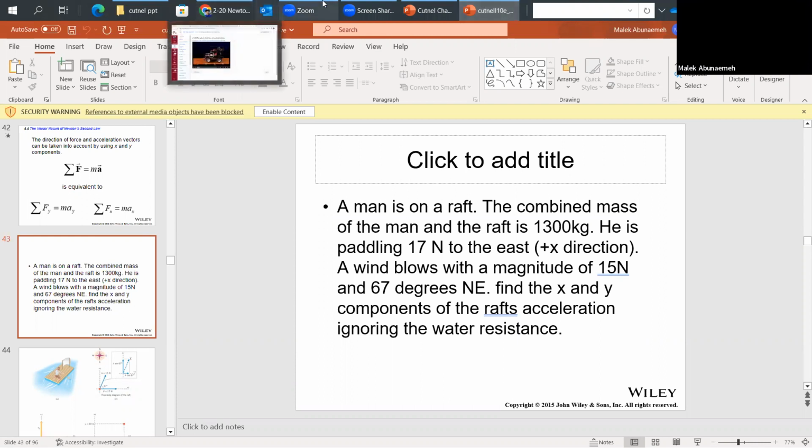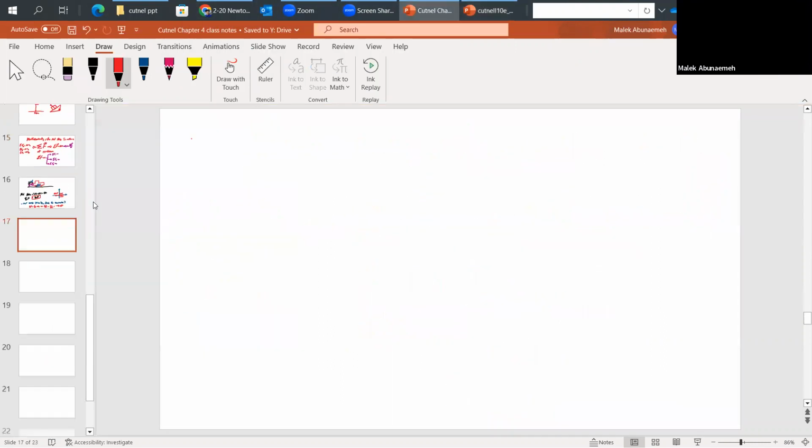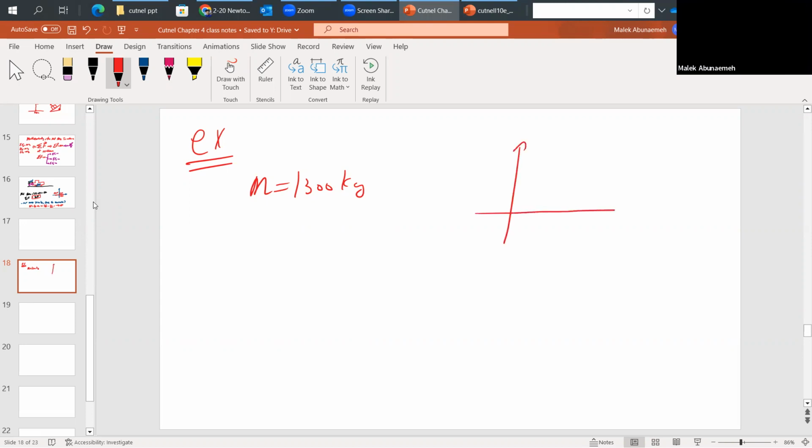So let's go ahead. Here's our example. Now your mass is 1,300 kilograms. So basically, let me go ahead and draw a little diagram of this. He's battling 15 newtons to the north. Let's call this A, which is going to equal 15 newtons.